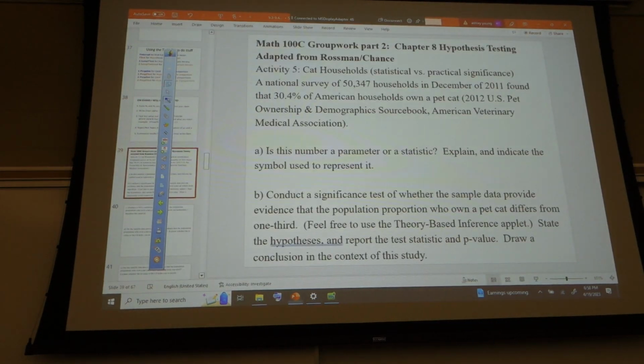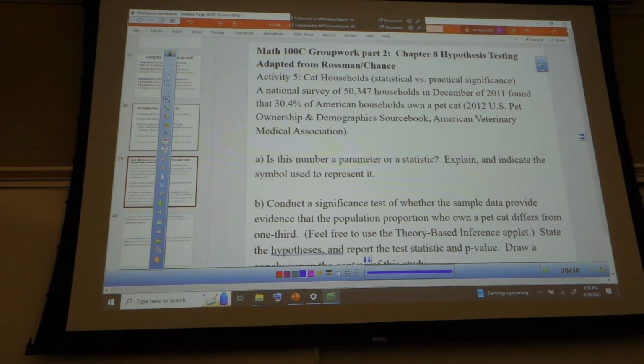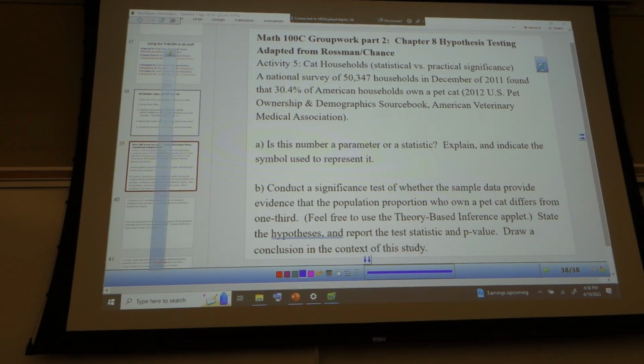All right, we're going to grab our handout from the back on hypothesis testing, adapted from Moore and McCabe. We're going to kind of go over these two quick examples. The first one, Una, can you read for me? This one's activity 5. You can read it from your sheet too. Activity 5, cat households, statistical versus practical significance. A national survey of 50,347 households in December 2011 found that 30.4% of American households own a pet cat.